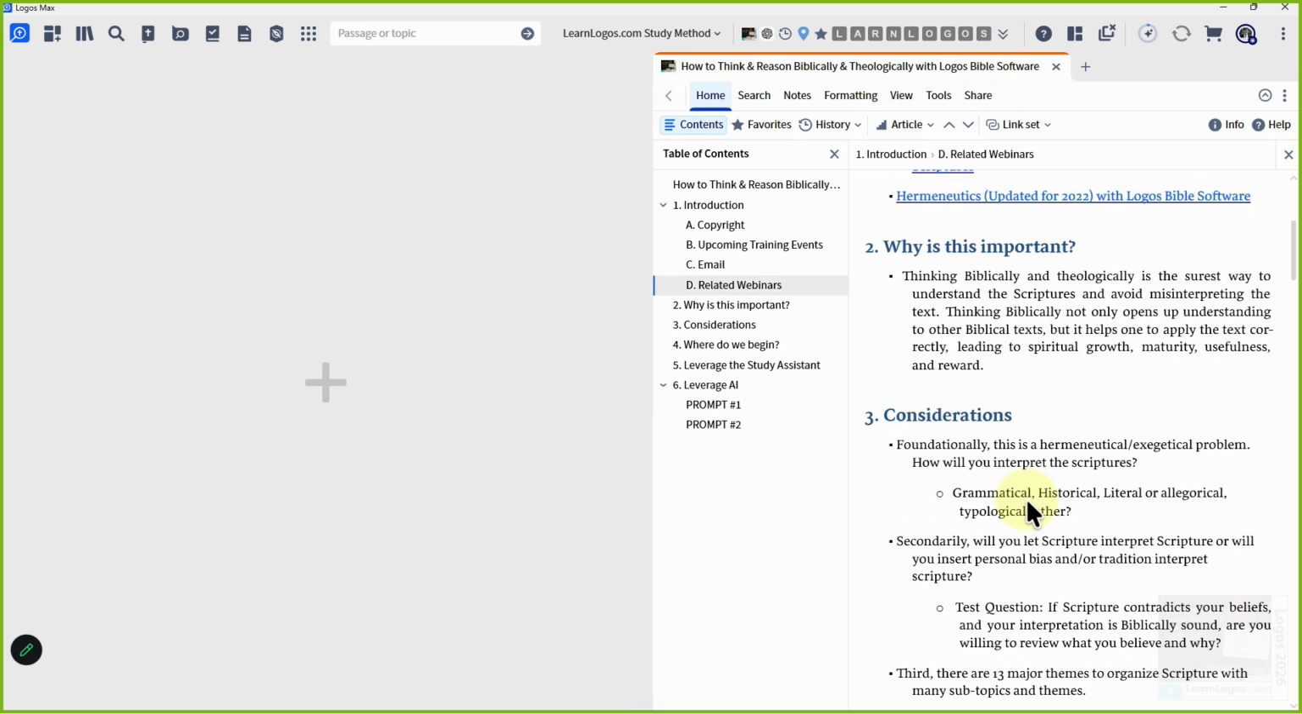So take advantage of that. You might be wondering, why is this topic important? Thinking biblically and theologically is the surest way to understand the Scriptures and avoid misinterpreting the text. Thinking biblically not only opens up understanding to other biblical texts, but it helps one to apply the text correctly, leading to spiritual growth, maturity, usefulness, and ultimately reward by our Lord and Savior.